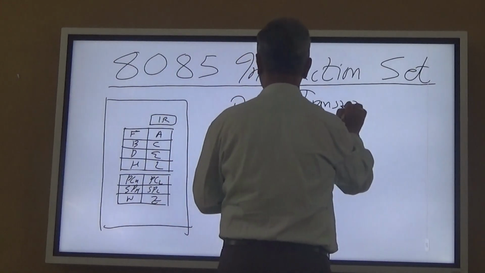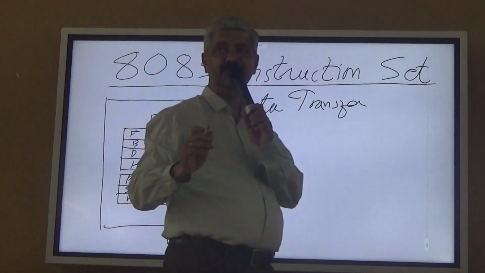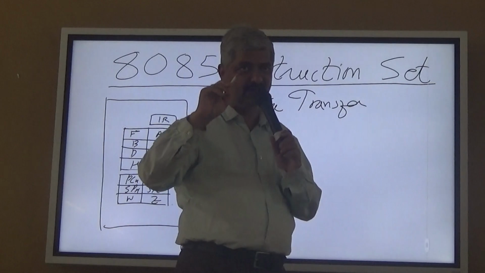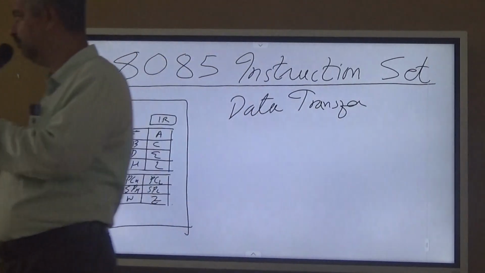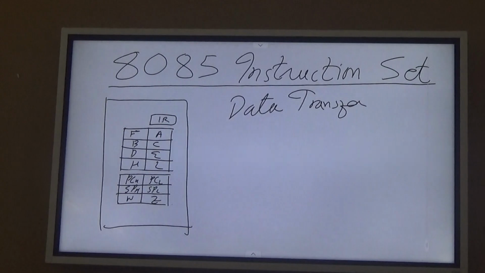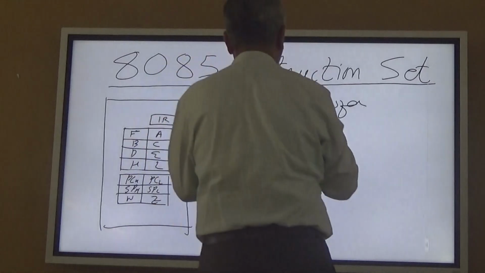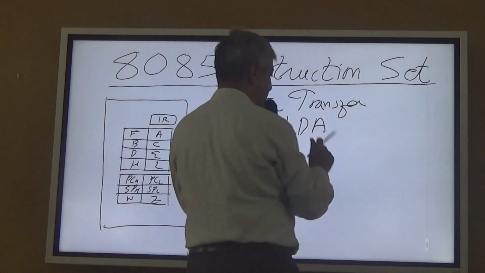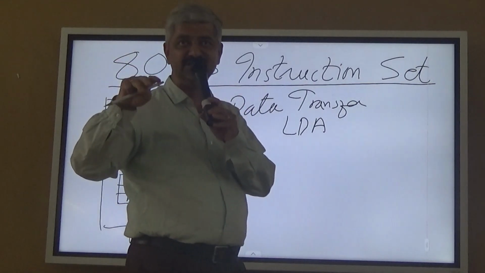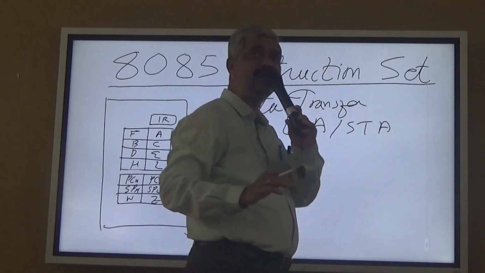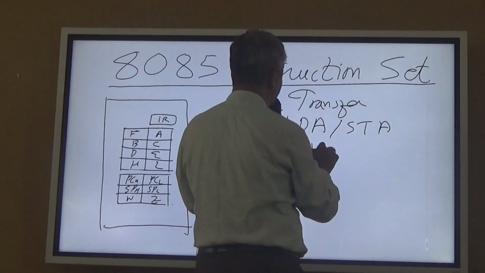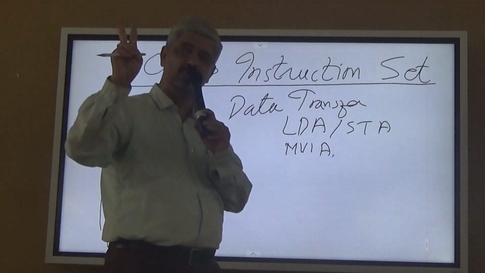We discussed 3 instructions in the last lecture. What were those? Load accumulator from, store accumulator at, and what was the third instruction? Move immediately to accumulator, right? MVI A. So those are LDA, STA, and MVI A. LDA is how many byte instruction? 3 byte. How many machine cycles does it take? 3 plus 1, 4. Same with STA. And what about MVI A? It is a 2 byte instruction, and it takes only 2 machine cycles.